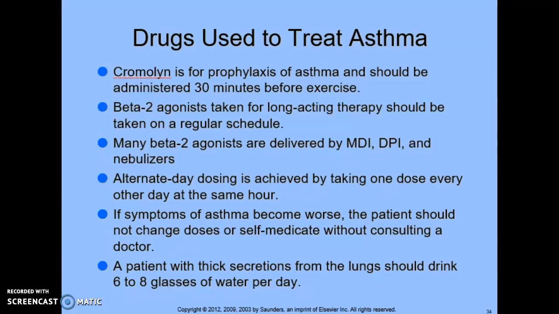Patients should avoid smoking, and this is a very important and difficult patient education with asthma. So coffee, chocolate, and charbroiled food should be avoided if they're taking any xanthine preparations, and that's another part of our patient education.